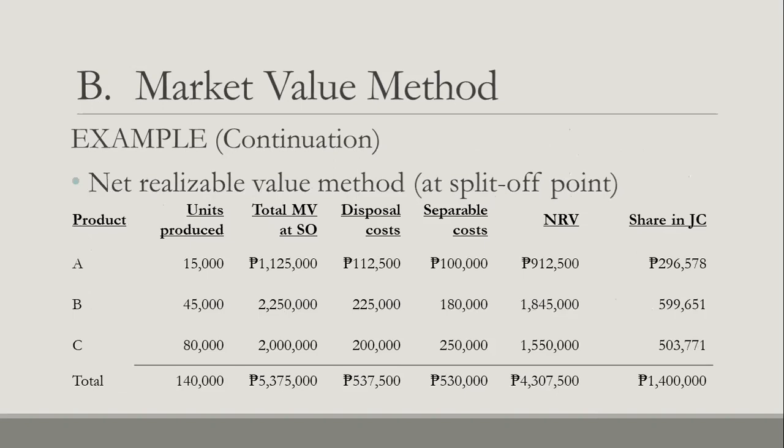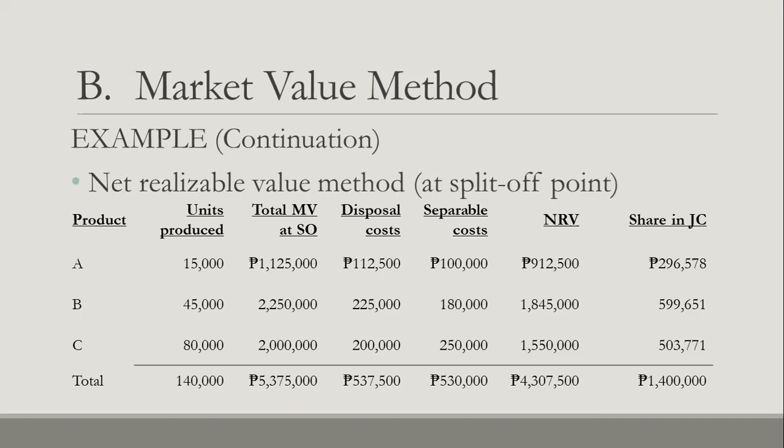Okay, so what you have to do now to get the NRV is to subtract the total market value split of point with the sum of the disposable costs and separable cost. Okay, so for product A, you now know your NRV would be 912,500 pesos. For product B, 1.845 million, and for product C, 1.55 million.